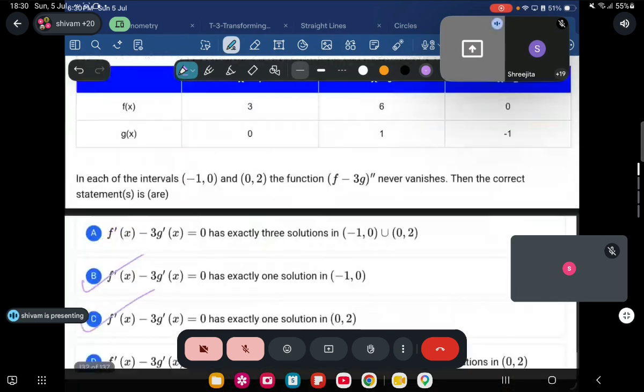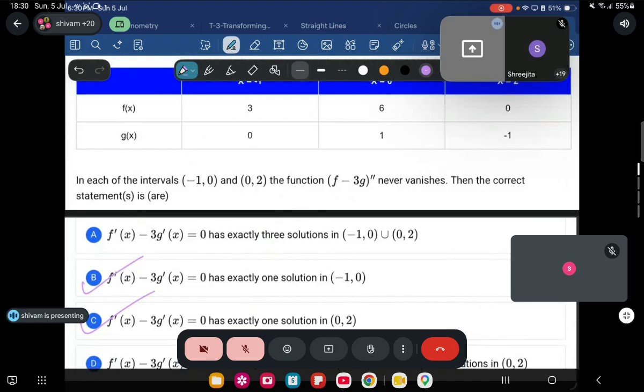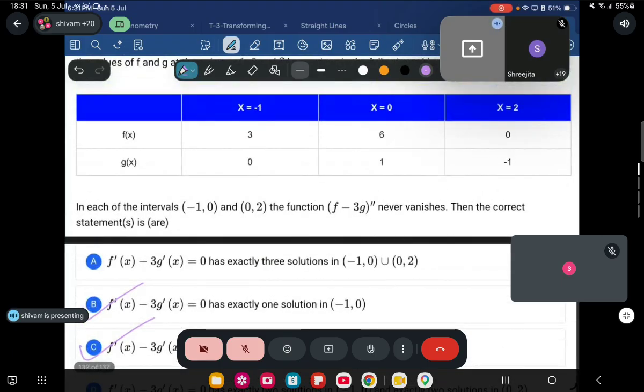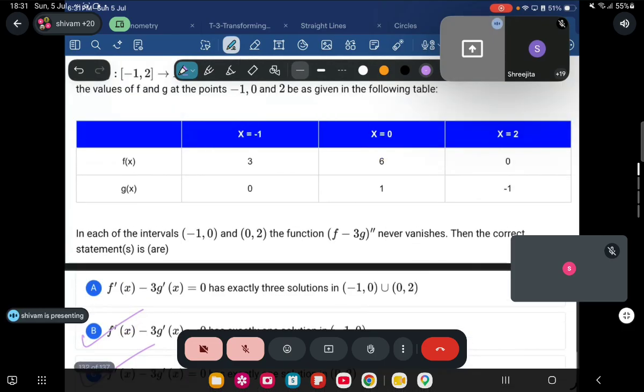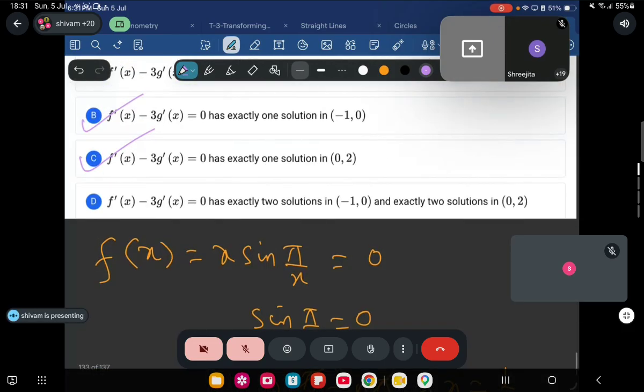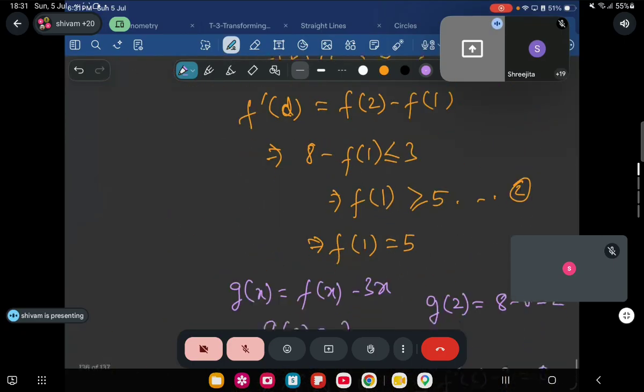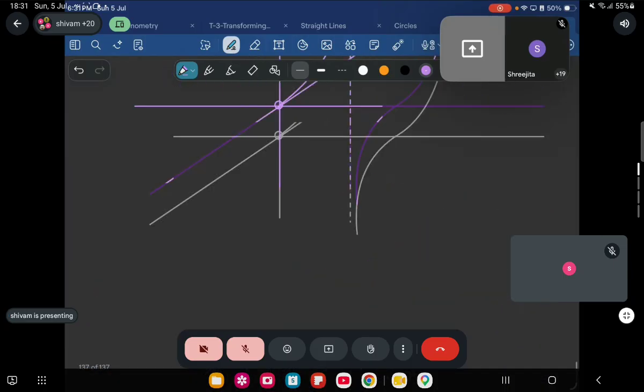So over here, let us take a function. In each of the intervals, (-1, 0), the function f minus 3g double dash x never vanishes. Then the correct statements. Okay. So it never vanishes. That means it is either concave upwards totally or it is concave downwards. Okay.